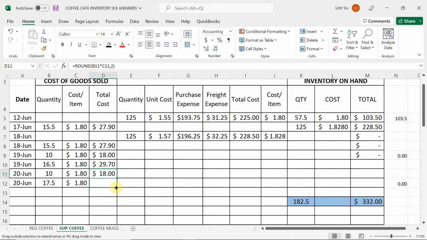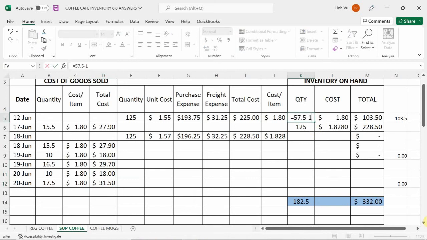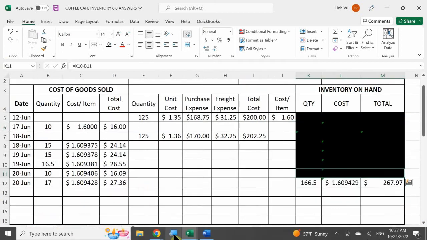Okay, that would be 31.50 for the total cost. Good. So now let's go ahead and calculate it out. We have 57 and a half minus 17 and a half. How much should I have left? 40 pounds. Okay. So 103.50 minus 31.50 should get exactly 72. Good. So you have $31.50 for the Supreme, and $27.36 for the regular.